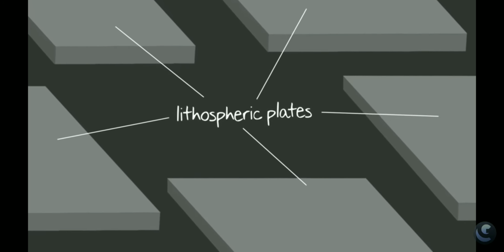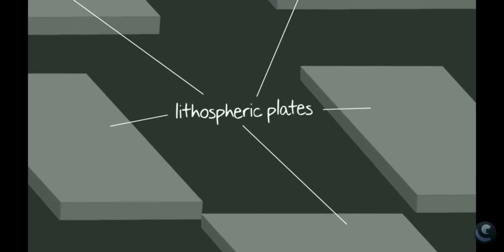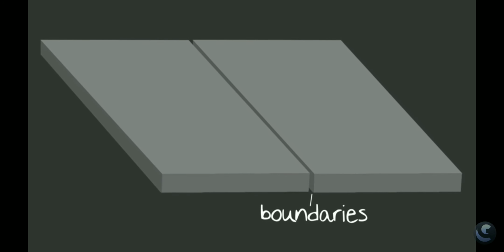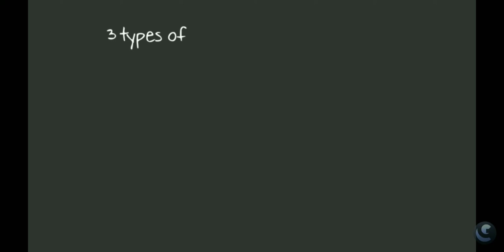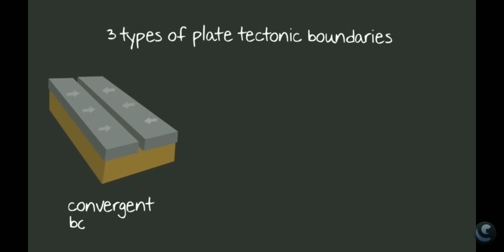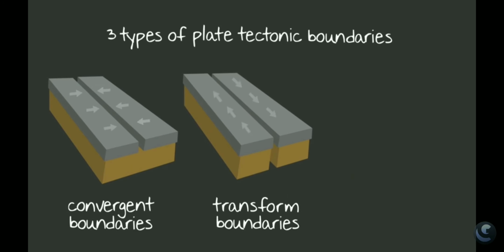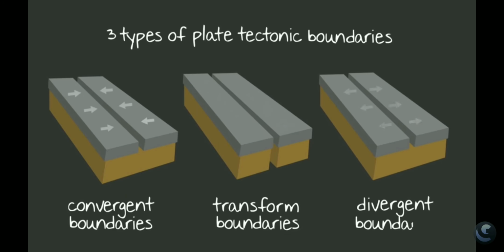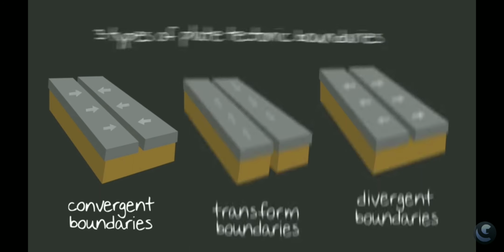According to the plate tectonics theory, these massive lithospheric plates are all moving in different ways, and how they interact with one another can have a huge impact on the Earth. Where these plates meet are called boundaries, and there are three kinds. Convergent boundaries occur when two plates are moving towards one another. Transform boundaries occur when two plates are sliding past one another, and divergent boundaries occur when two plates are moving away from one another. Let's take a closer look at what happens at each of these boundaries.